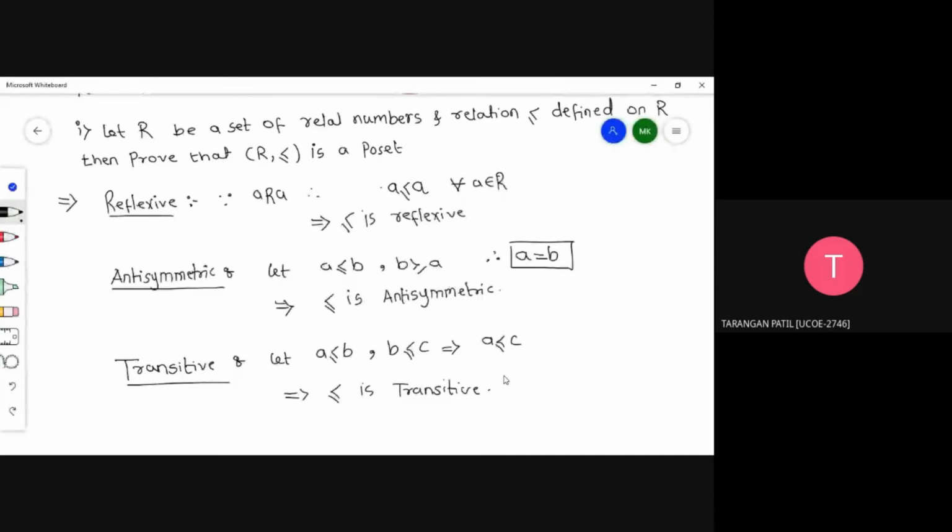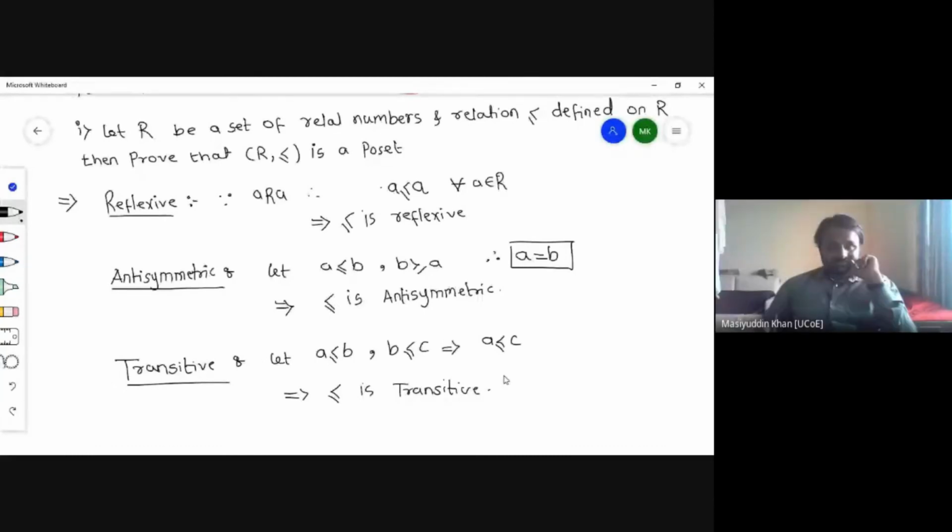What is antisymmetric? Both: a is less than b on both sides... Sorry, yes, it was a symbol mistake. b is less than or equal to a, yes, thank you for that. The symbol mistake was there, so a is less than or equal to b and b is less than or equal to a. Yes, thank you so much. Anyway, any doubts regarding this concept about the reflexive, antisymmetric and transitive?